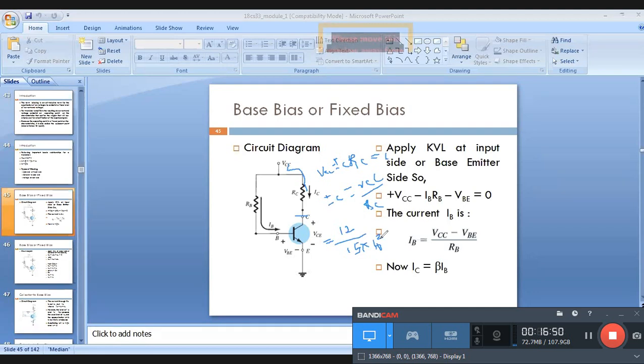How much you got? 0.008, sir. First you have to compare IB1, which is 0.002. The output IC will be 0.0008. And VCE, how much did you get?